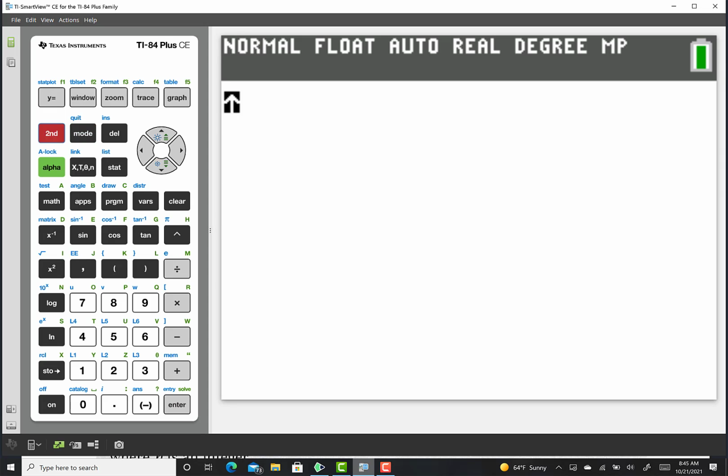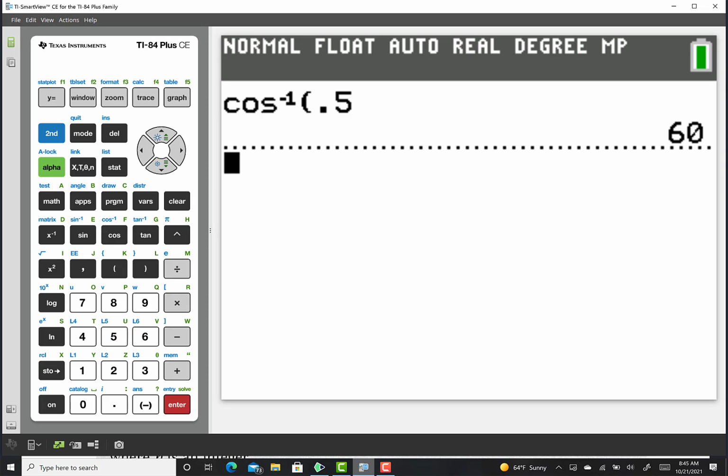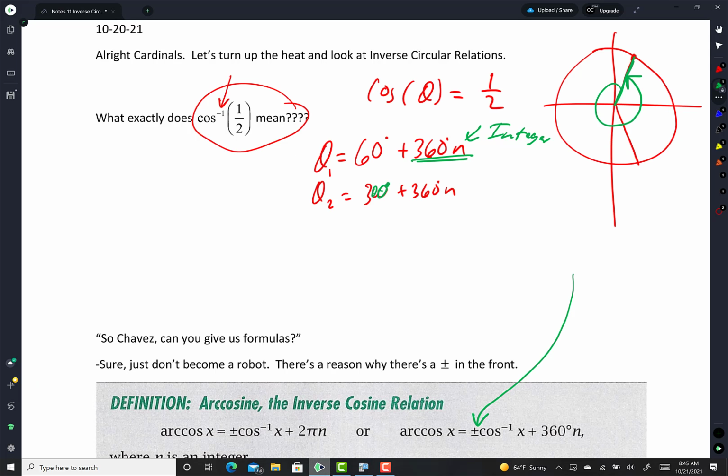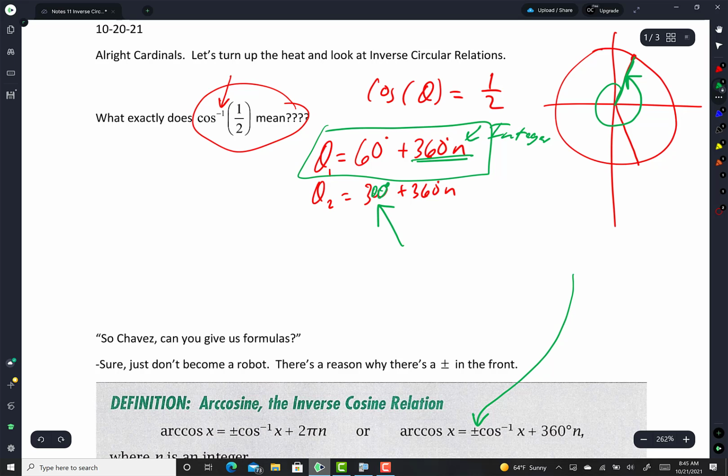If I go second, arc cosine 0.5, enter. And see how you just get the 60? And no matter how many times I push arc cosine of 0.5, it's always going to give me the 60. So I can see how I can get this general expression, theta 1. 60 plus 360n will always give me that 0.5. But the calculator will never spit out that 300.